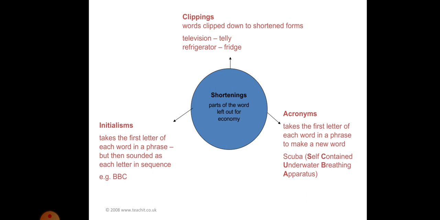Acronyms, on the other hand, can be sort of the same thing happening. The first letter of each word is taken, but it makes a new word. So an example here would be scuba, self-contained underwater breathing apparatus. Another good example is the word radar, which I never quite remember exactly what it stands for, but it's something you can look up in your own time. So if the letters are said individually in a sequence, it's an initialism. If it's an acronym, the letters form a word that you can then say yourself.